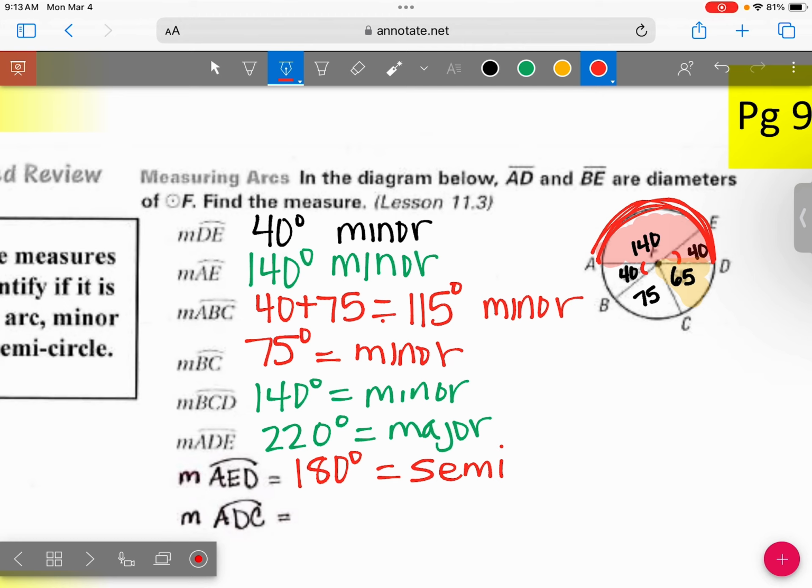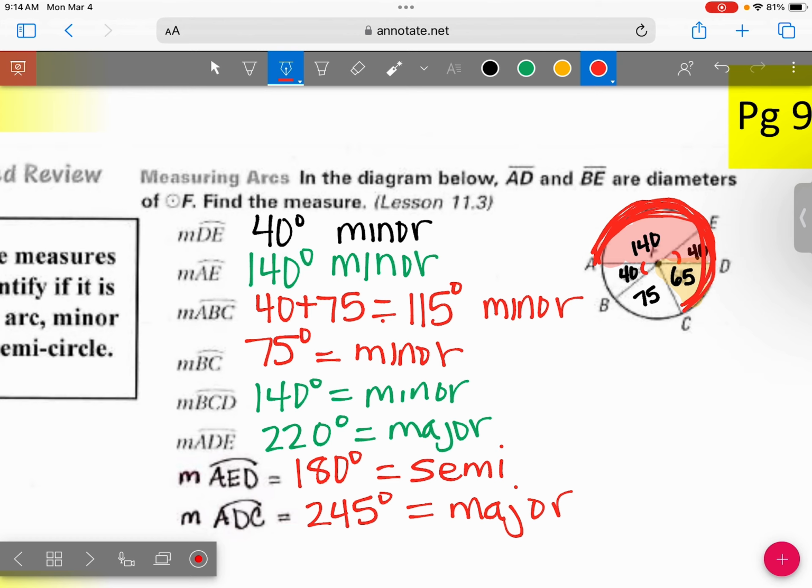And then last one, from A to D to C. A to D to C, that would be 140 plus 40 plus 65. 180 plus 65. Is that 245? Okay, 245, which is a what? A major.